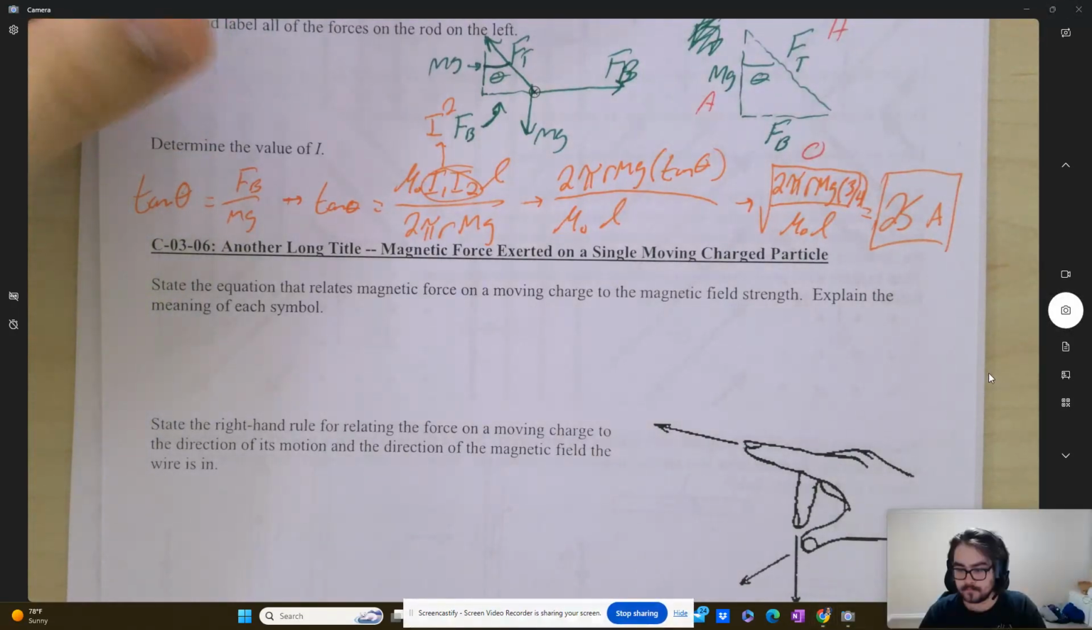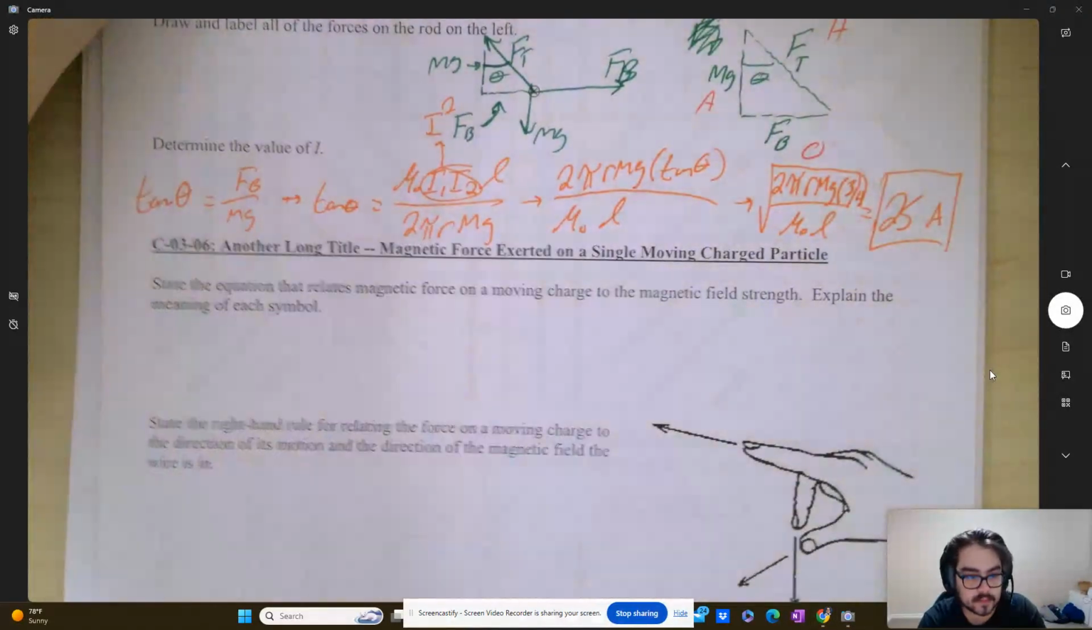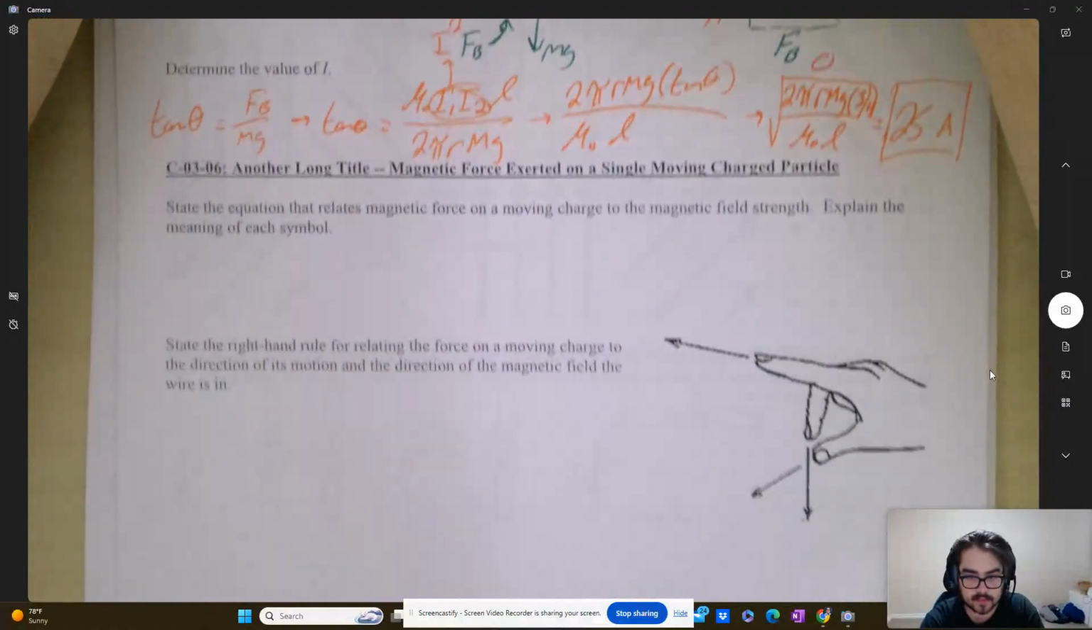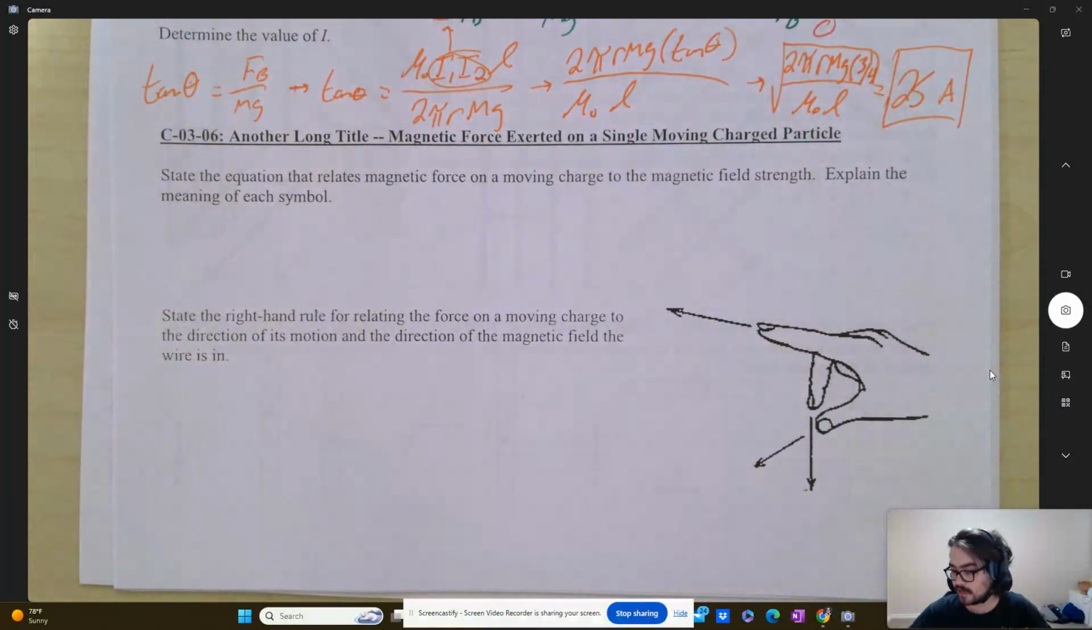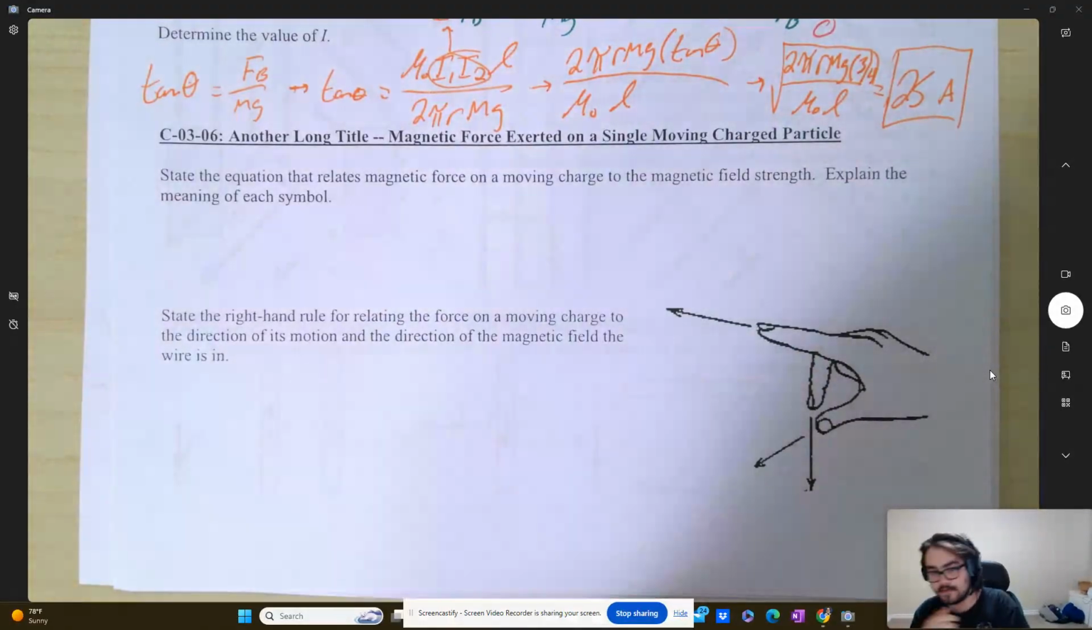All right. Here we are again. We're going to do section 6. This is magnetic force exerted on a single moving charged particle. We've looked at magnetic force exerted on current carrying wires. So this is a little bit different, but kind of similar. You're going to learn another right hand rule.